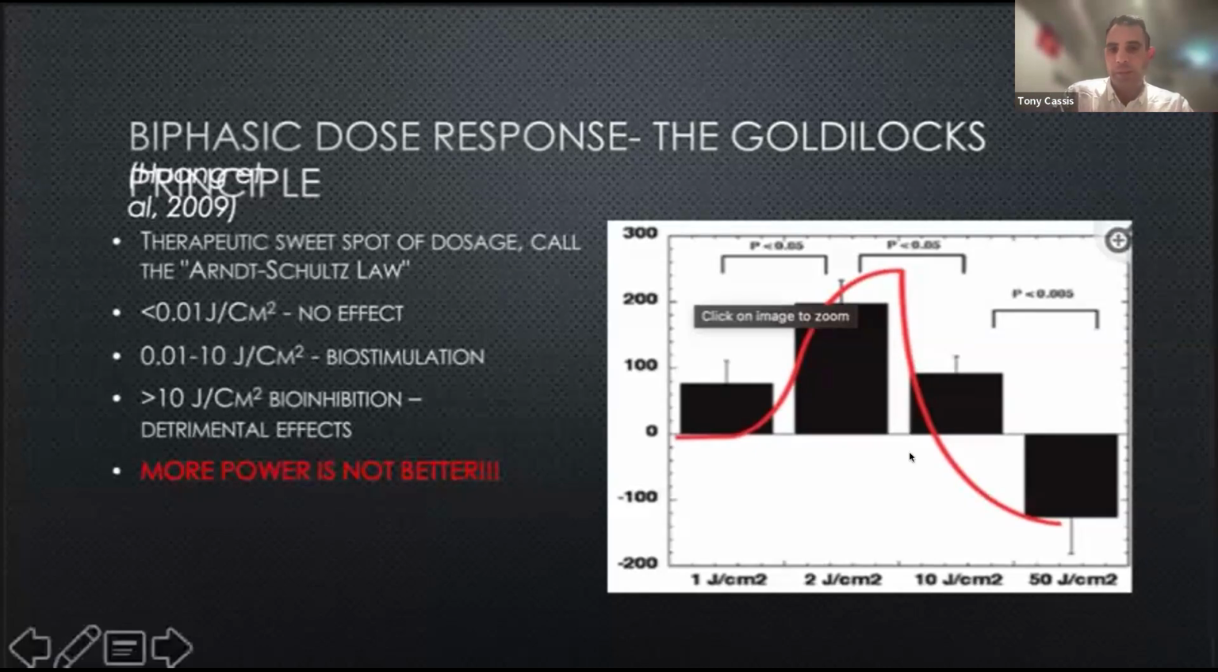So again, power is watts per centimeter squared. Energy density is joules per centimeter squared. If you're reading a research article, that joules per centimeter squared refers to energy density. So if you read the word energy density, that means joules per centimeter squared.